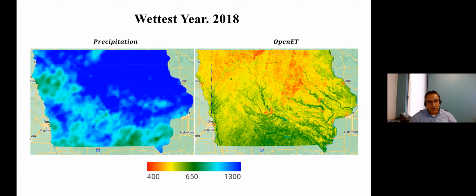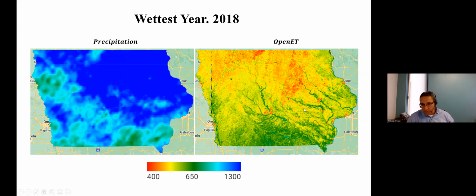On the left-hand side, you are looking at precipitation for 2018. Those of you who were around here may remember that it rained buckets that year for many places in the state. It's the wettest year in the record that I have access to, 2016 to 2021. And on the right-hand side, again in millimeters, I'm showing the total evapotranspiration estimated from OpenET.